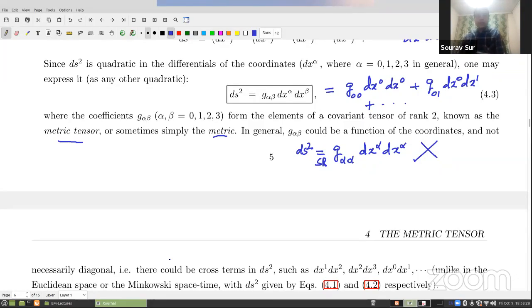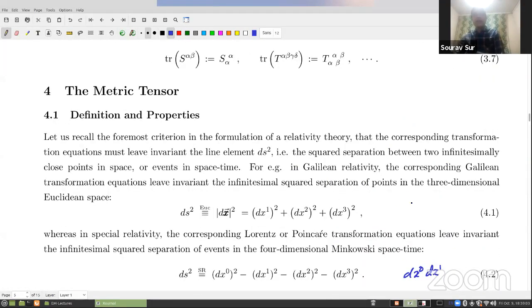I think you are totally listening. ds square is the separation between two events in space-time. Jacobian is the determinant of the transformation matrix. So how can the Jacobian be equal to the ds? So don't have such misconceptions. ds squared is the separation between two events. It's clearly written here. It's the squared separation between two infinitesimally close points in space or in space-time. So that is ds squared. That is not the Jacobian of transformation.